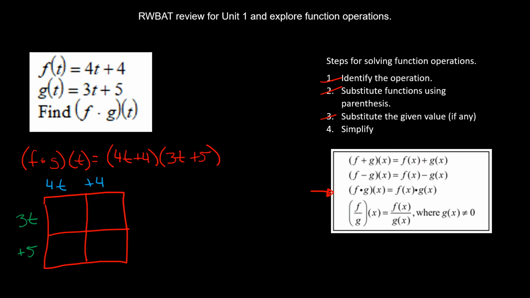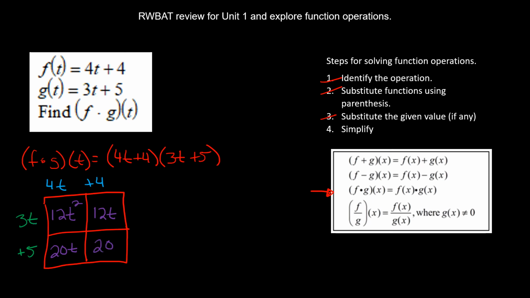3t times 4t, well 3 times 4 is 12. T times t is t squared. In this spot here, we have 3t times 4, which is 12t. On the next square, we would see 5 times 4t, which is 20t. And our last remaining square, we have 5 times 4, which is 20.